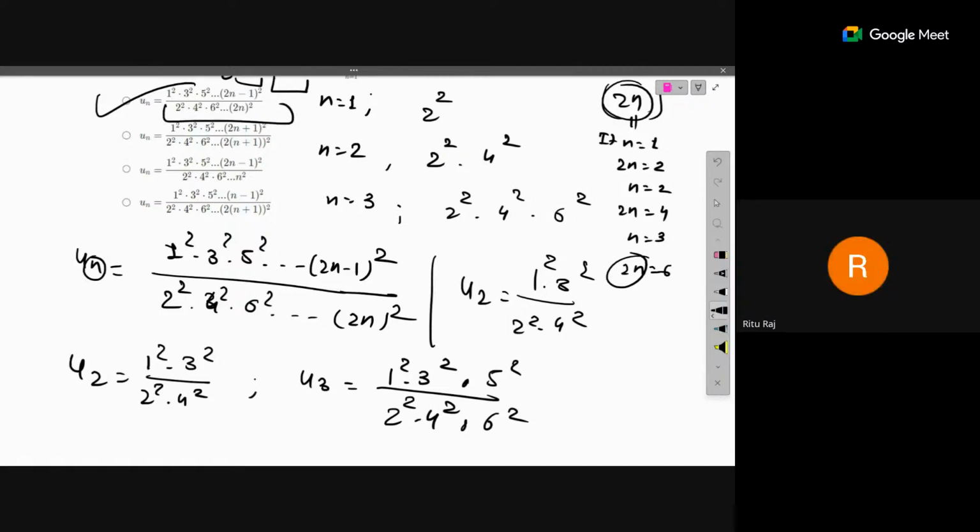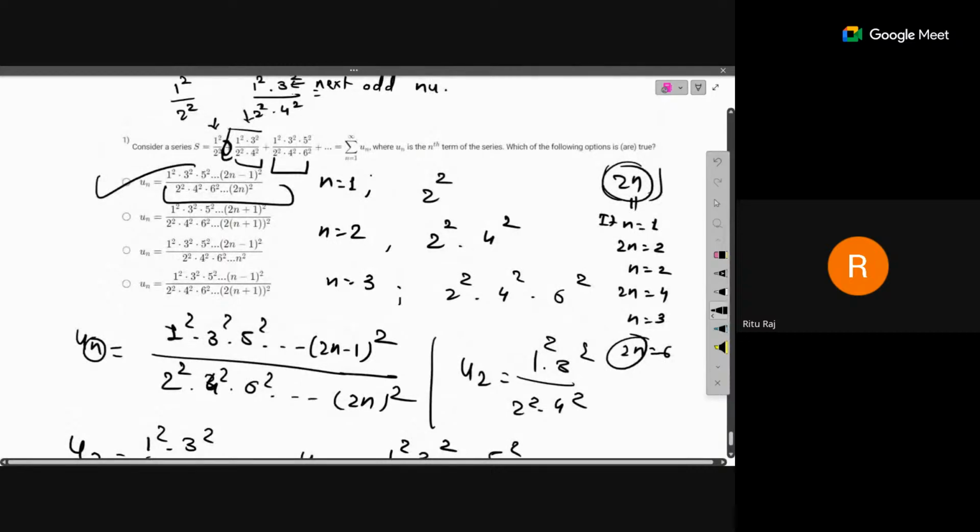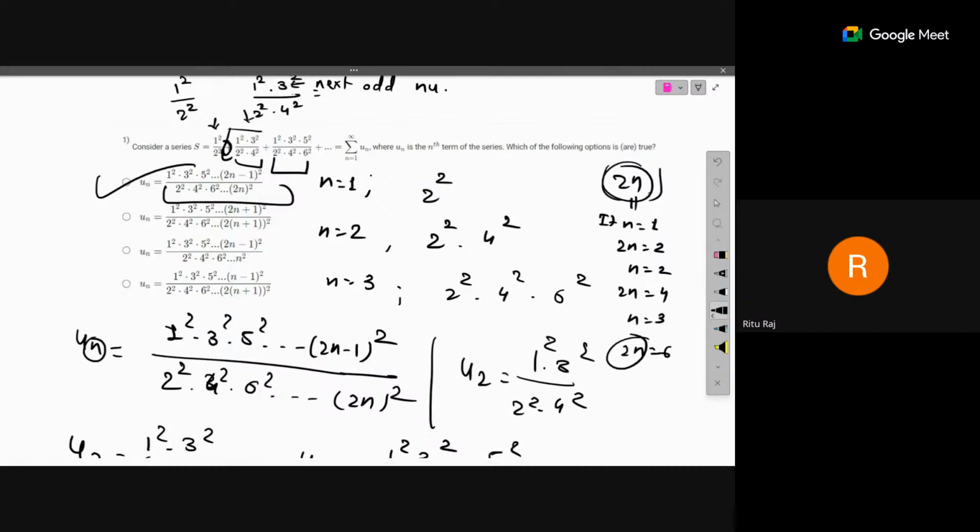Okay. Yes, fine, ma'am. But when we put n equal to 1 in the first equation, we didn't get 1 square by 2 square only. It's a long term, ma'am.